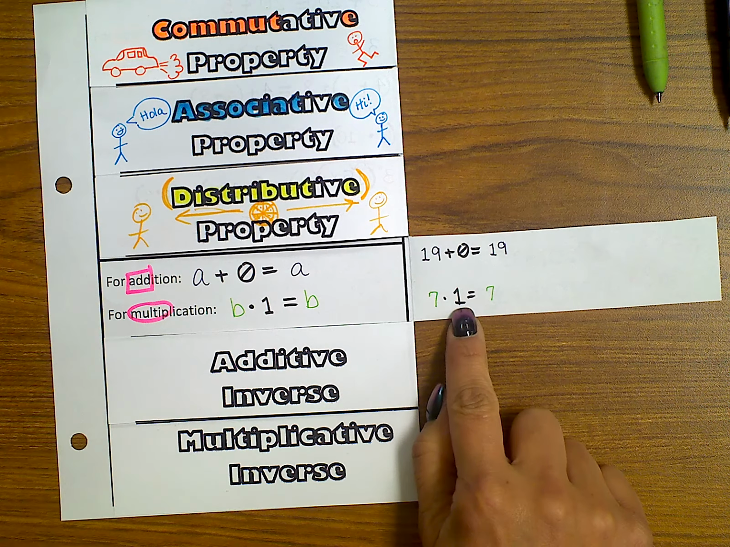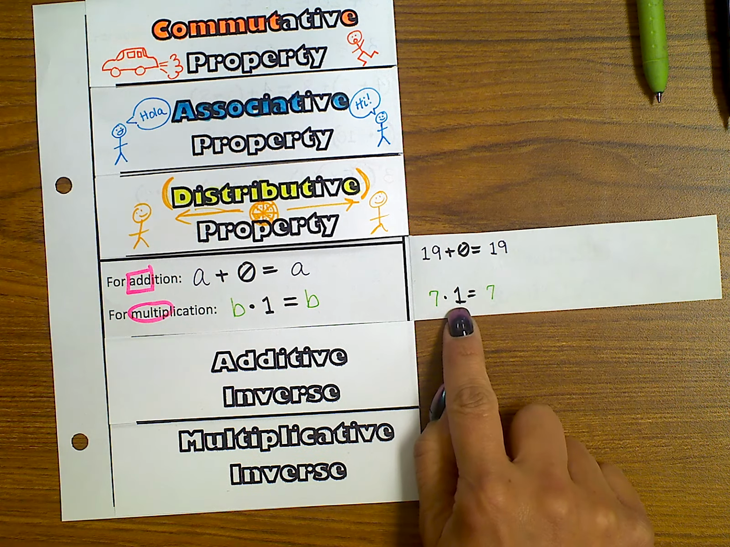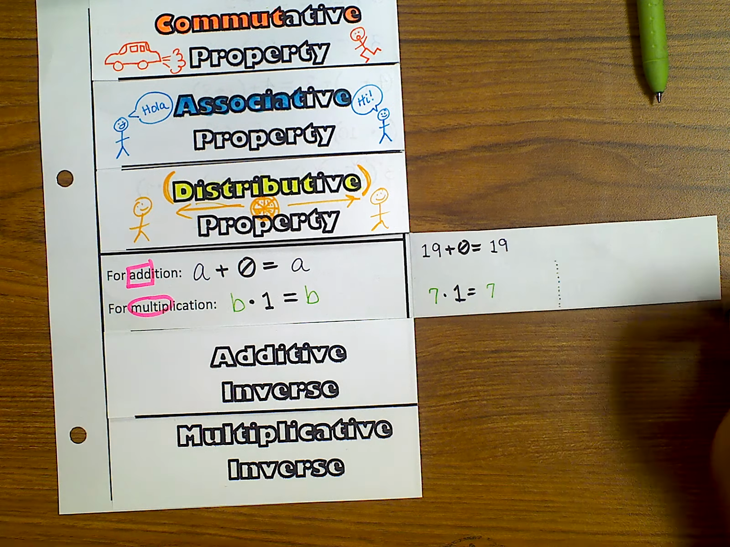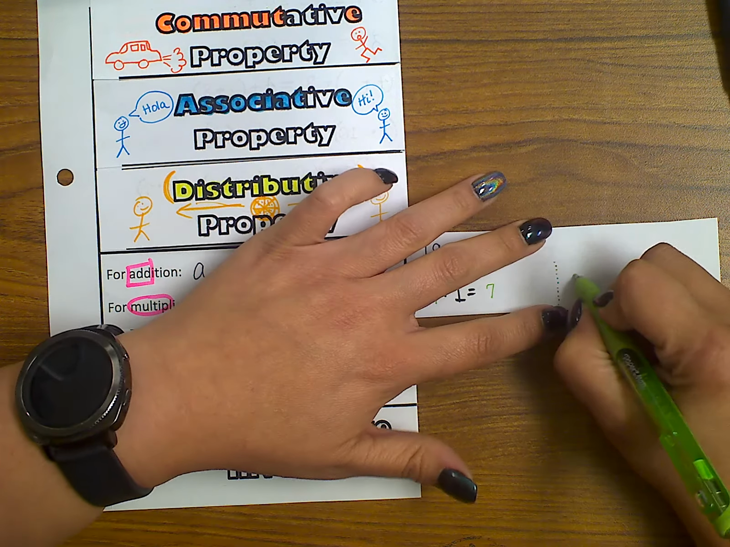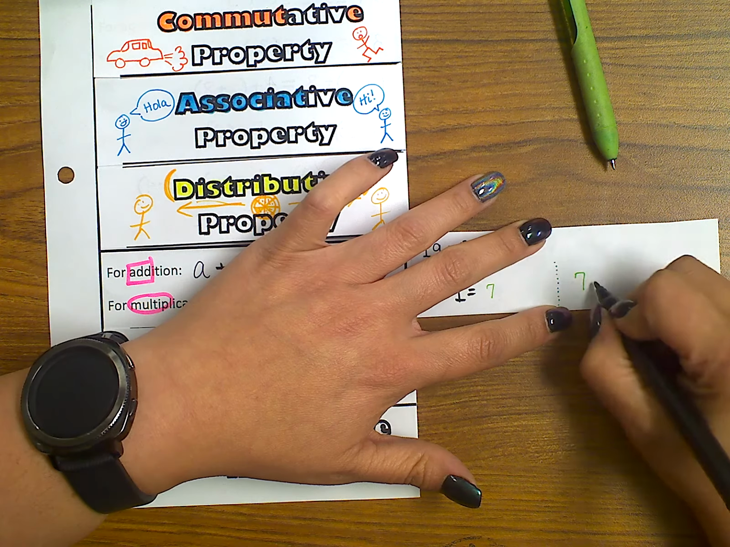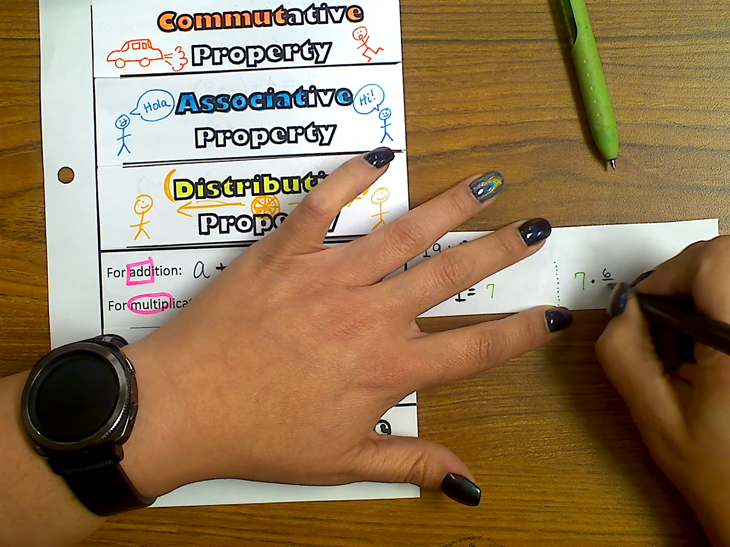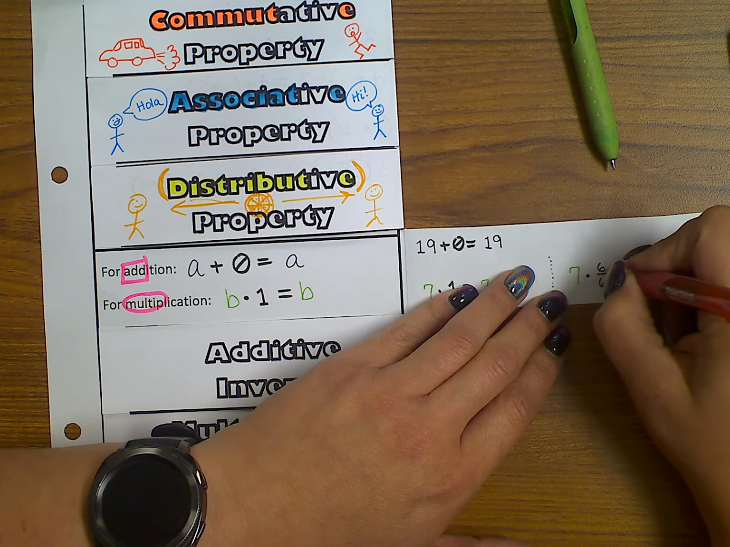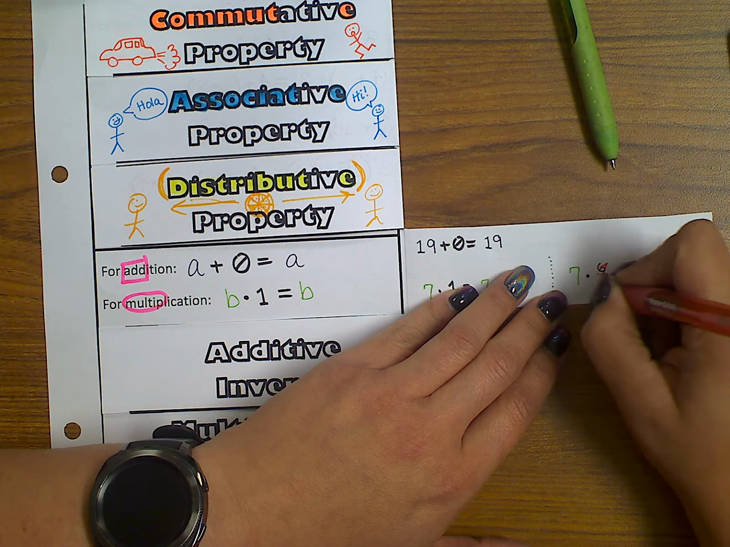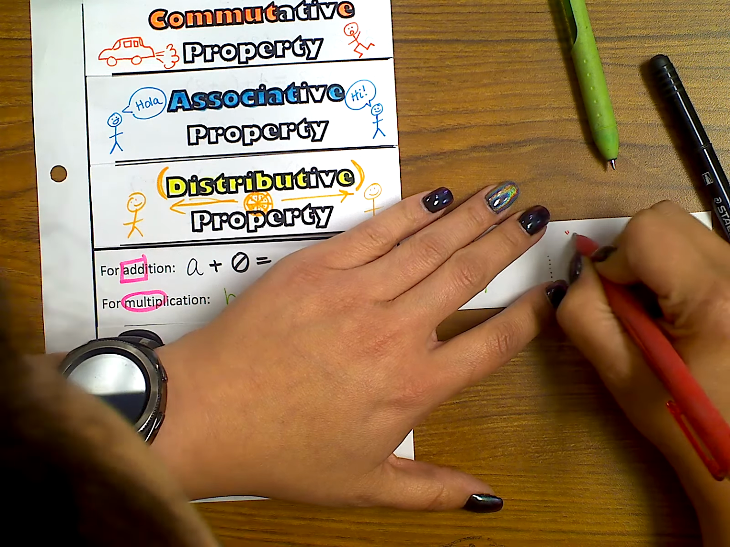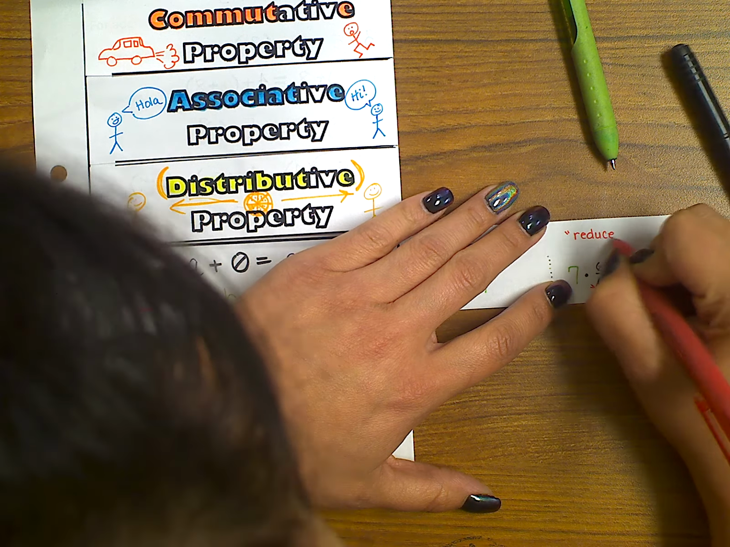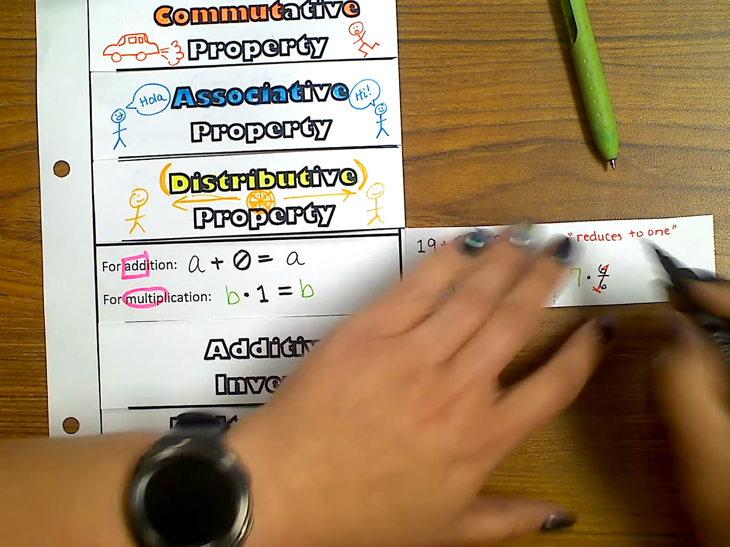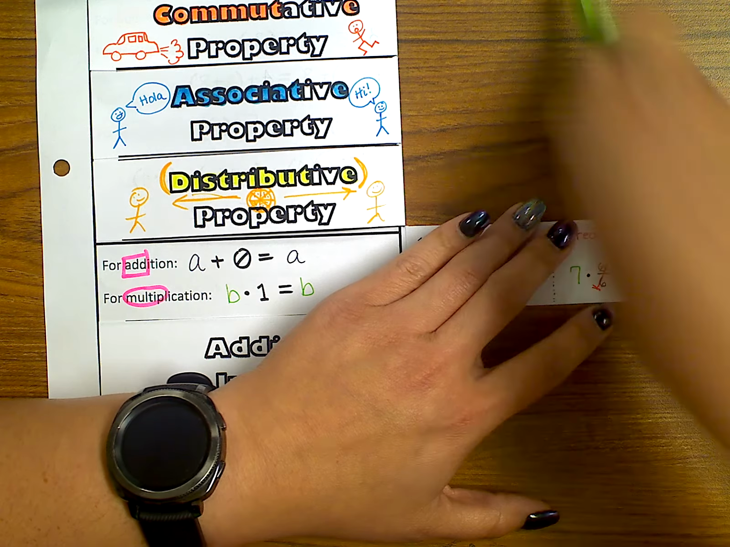Now, one thing to note is that 1 can be represented in several different ways, and that's where it might not seem like it's the identity property. Like, let's say that I had 7 times, let's say 6 over 6. Now remember, 6 divided by 6, well, that actually reduces to 1, and that's going to be a term I need you to know. We'll be using that later. So that's equal to, again, 7.